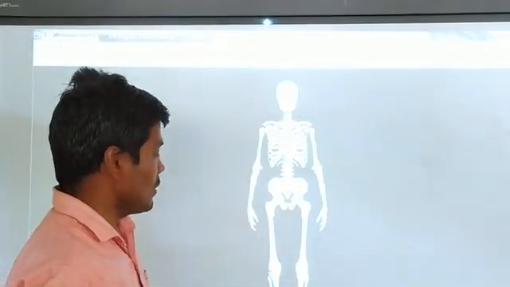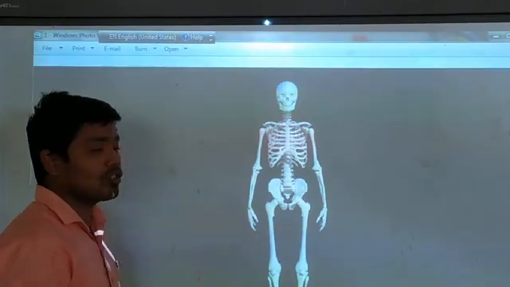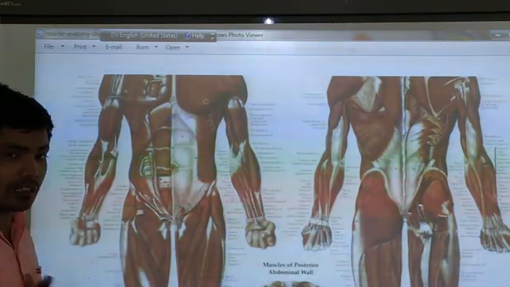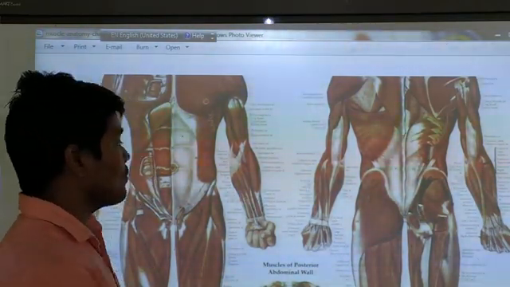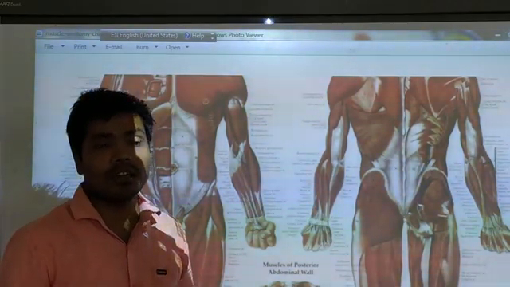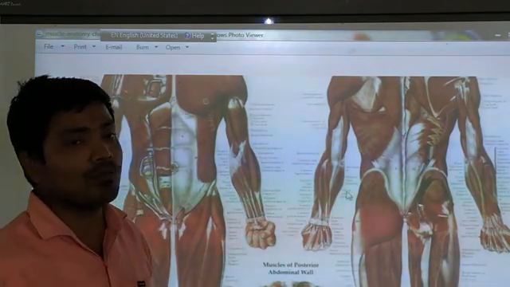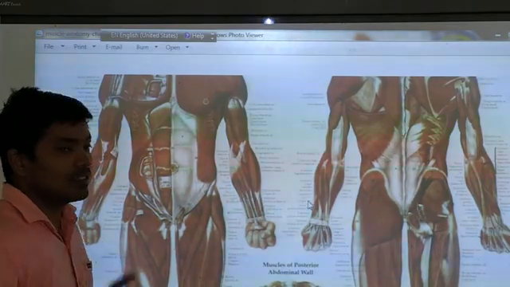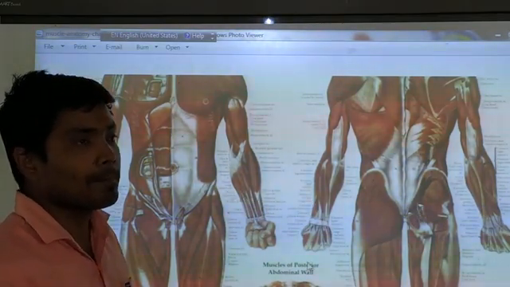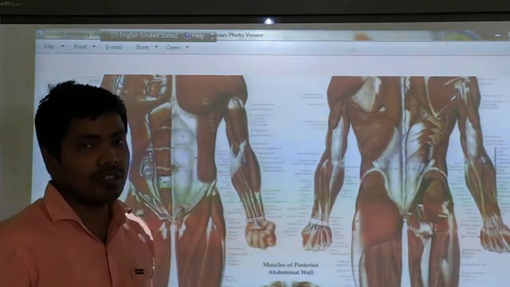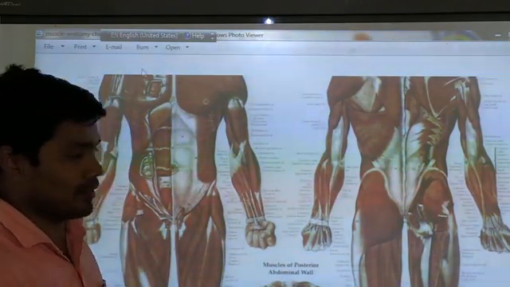Now dear friends, after that we shall read about the muscular system. In previous classes we already learned the organ systems, and after the skeletal system we shall read the muscular system, made up of all the muscles. There are about 650 muscles in our body. These muscles are of three types. These are the voluntary muscles, involuntary muscles, and cardiac muscles.